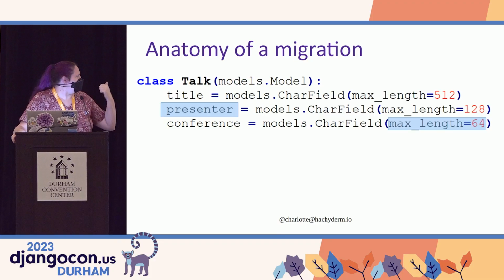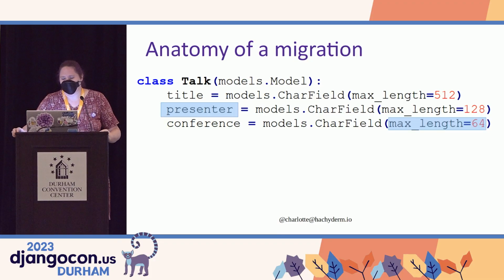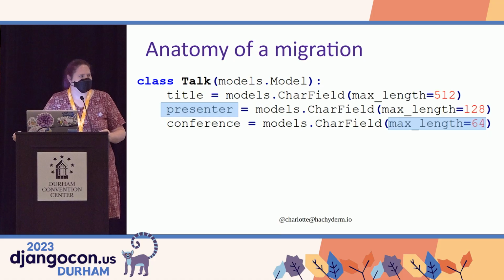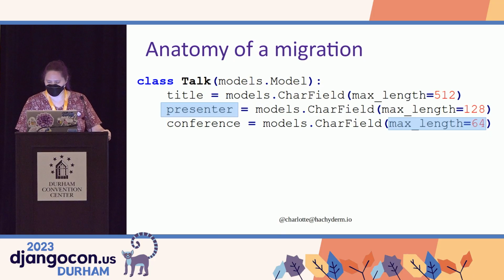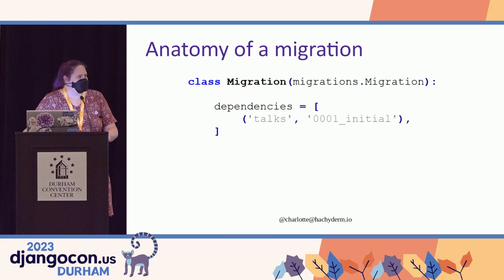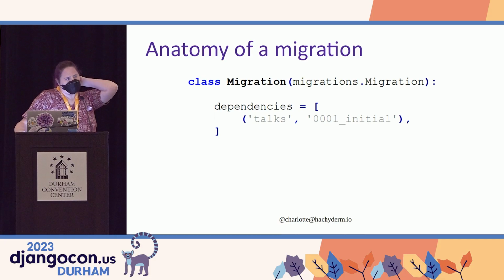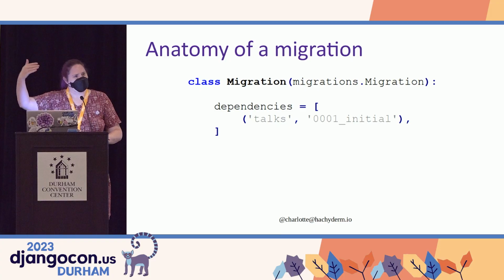So I'm going to change the name of my speaker field to be presenter instead, and I'm going to change the max length of my conference field because I gave it 8, and that's not nearly long enough for most conference names. So that migration now is going to have a dependency. We didn't have a dependency in the last one, but this one is going to depend on our first migration.